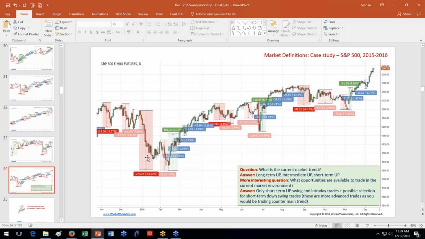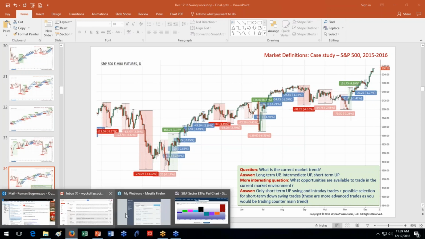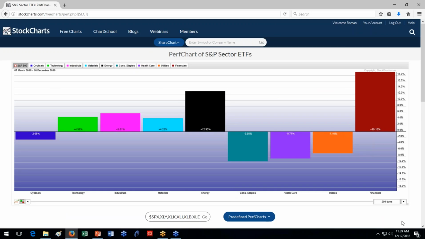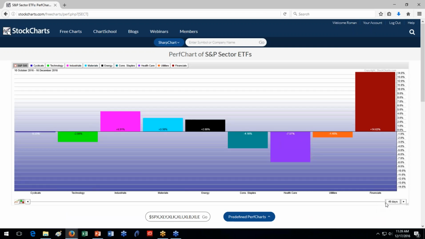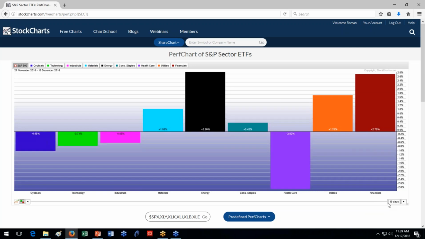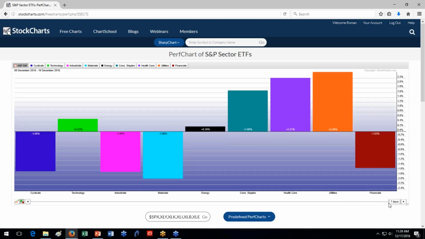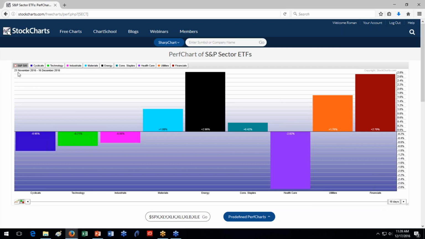So that is a most recent example. One of the things that you can do with StockCharts here, if you are just a regular non-paid member, is to go to this sector performance chart, and this is a very great feature here, because as I'm contracting the number of days here, it defines the time frame for me from 21st of November 2016 to 16th of December.